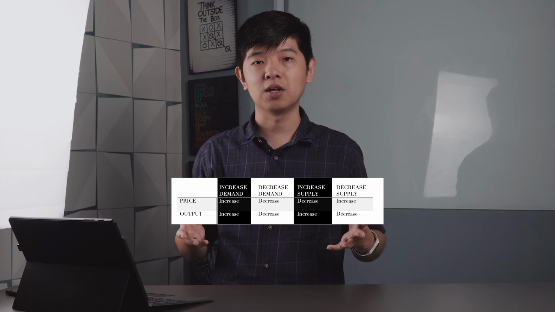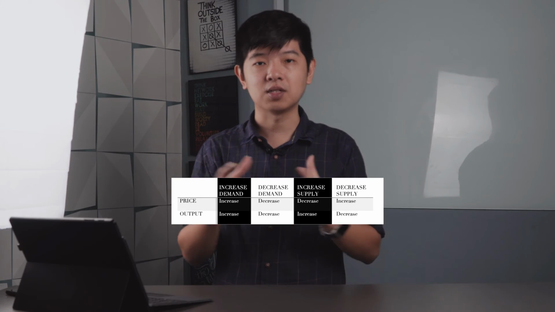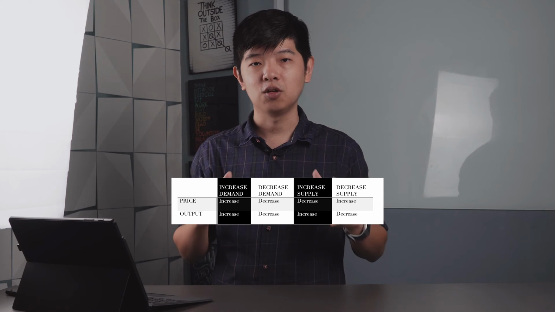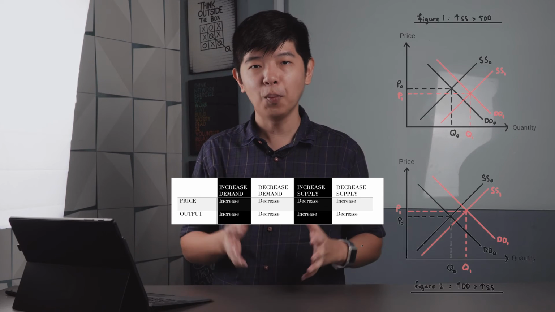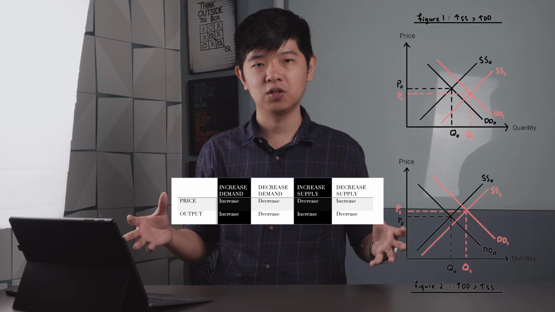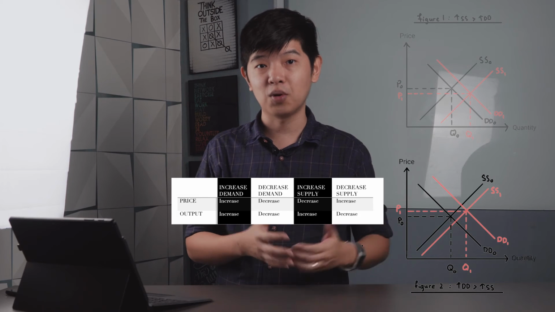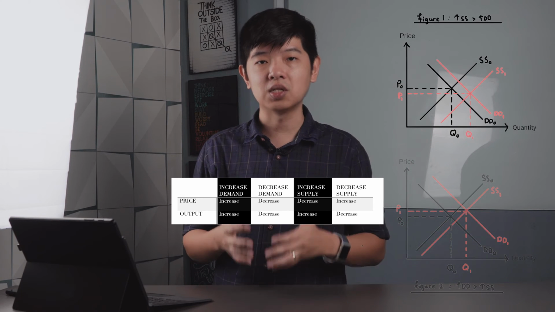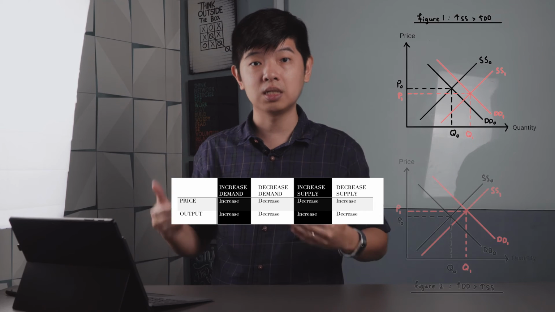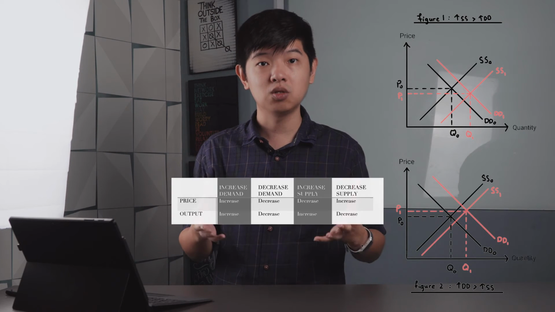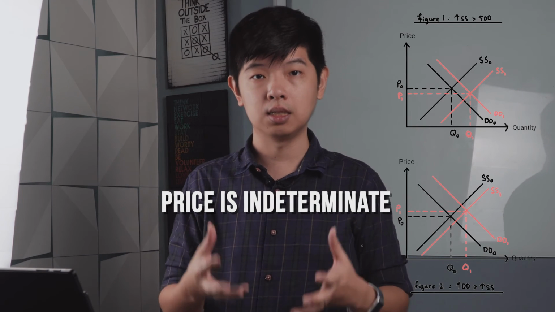What happens here is that for both demand and supply increase, you will see that you have an agreement for output. Output will for sure increase. But when you have an increase in demand, your price goes up. You have an increase in supply, your price goes down. Now this contradicts each other, which means to say that we say price is actually indeterminate in this case.